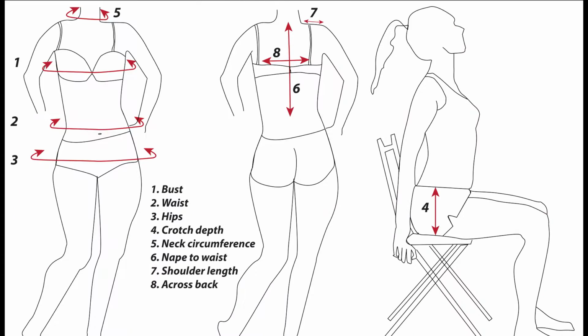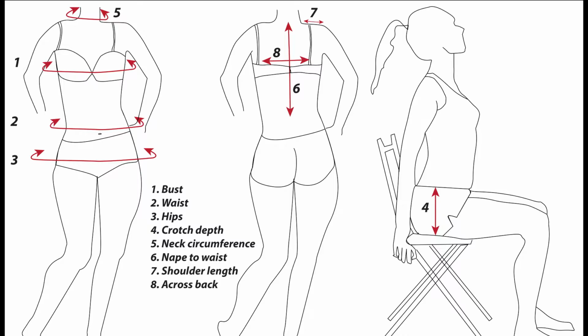As with any other pattern you are drafting, first you need to take your measurements. You are going to need bust, waist and hips, as well as crotch depth, nape to waist, back neck, neck rise, shoulder length, across back, and shoulder pitch. Some of these are direct body measurements, some are calculated from the measurements taken. Here is each of them explained.